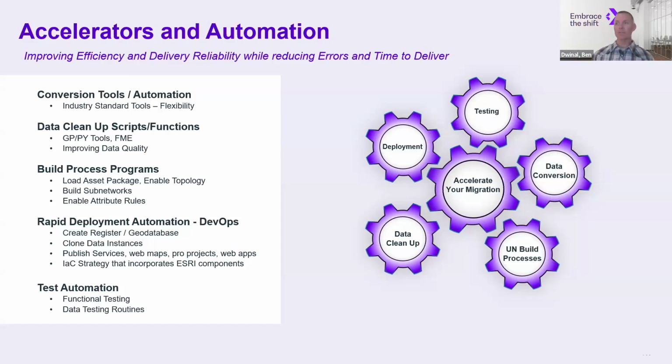After you've converted your data, you've loaded it, you've built the UN, now invest in your DevOps tools to automate your deployment steps. We can automate the process of moving your data instances, promoting your map and feature services to test and production environments, web maps, Pro projects, web applications. There's a high volume of deployable elements related to a UN project and migration. So take advantage of your DevOps tools to automate those steps and streamline all of these processes.